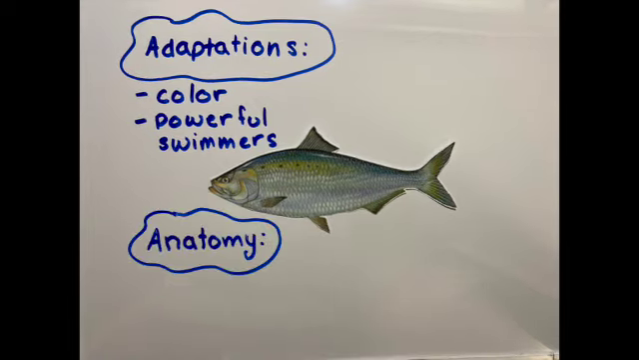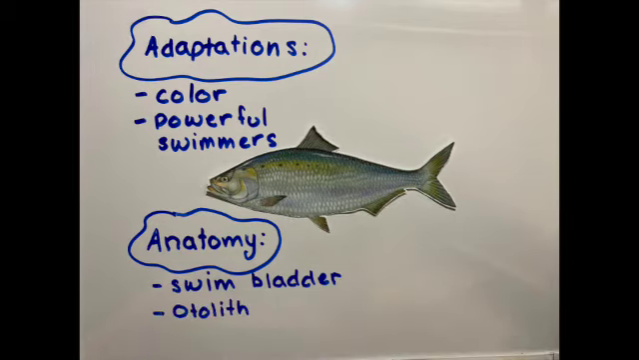Their anatomy also helps. American shad's swim bladders allow them to control how much they float or sink. This allows them to save energy that would have otherwise been used in swimming. And their otoliths, or ear bones, allow them to detect slight chemical differences in the water. Just like we can tell when we've arrived back home, shad's otoliths allow them to sense when they've arrived back to where they were born.